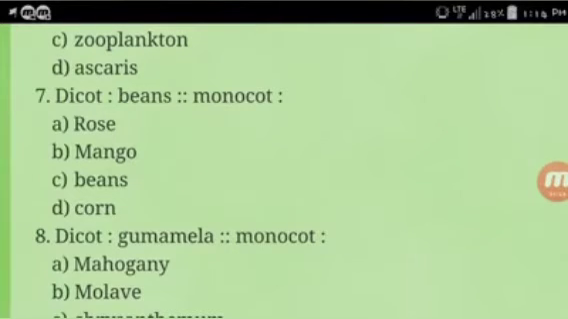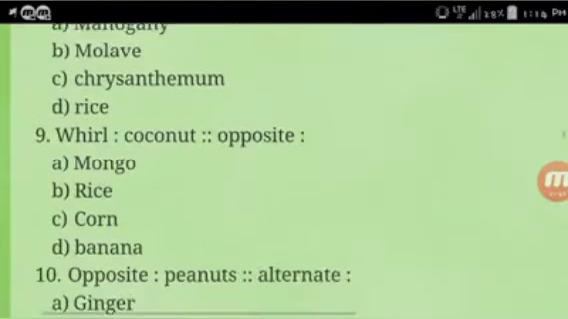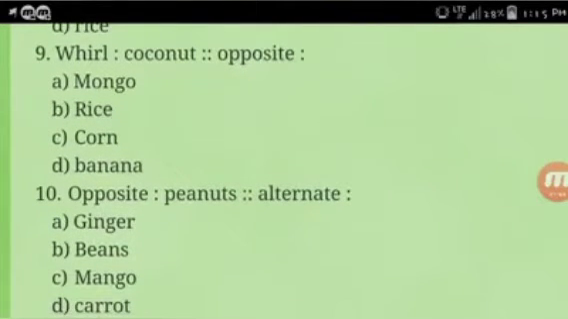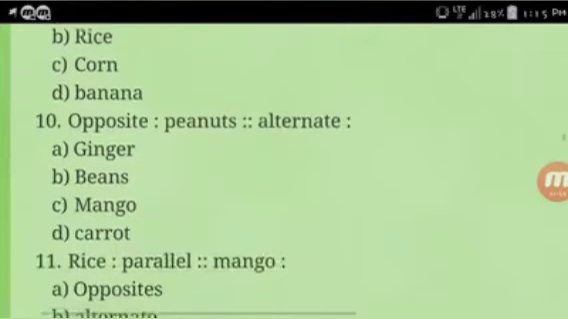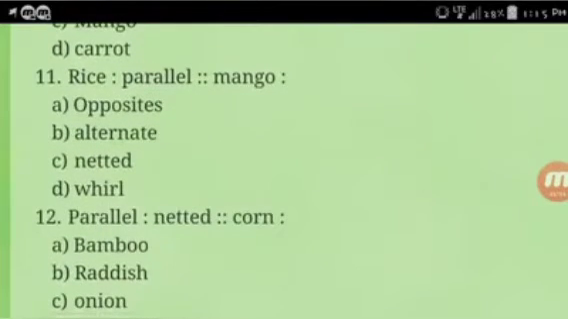Beans have netted venation, a primary characteristic of a dicot plant, and corn has parallel venation. Venation is the arrangement of veins in the leaves. Next, dicot, gumamela, and monocot, rice, again for the netted and the parallel venation of the leaves. Next, whorl: we have three kinds of leaf arrangements, whorl, opposite, and alternate. Here whorl is coconut, opposite is mongo, beans, peanuts, and alternate we have ginger.